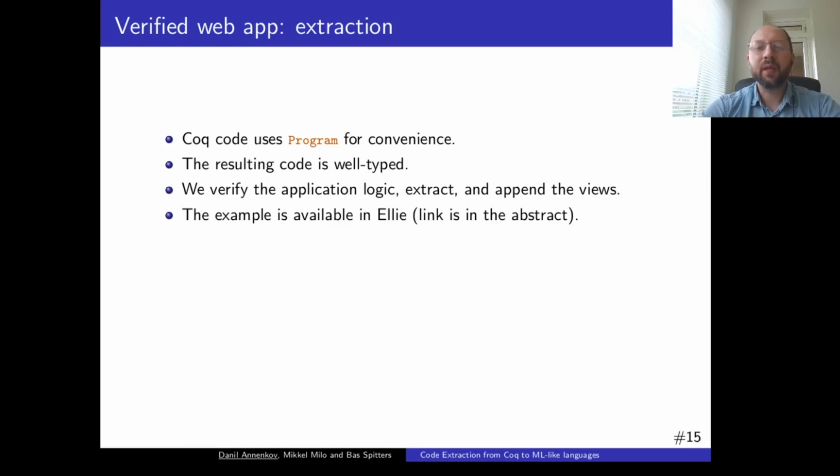Therefore, we verify application logic, extract code, then append the views. The views are the code that is responsible for rendering HTML, and it contains calls to the entry point of our model. The example is available in Ellie, which is an online IDE for Elm, and you can find the link in the abstract.